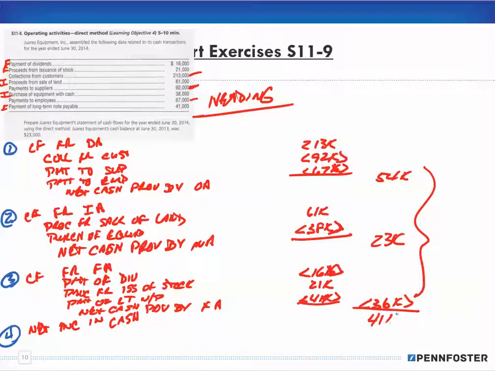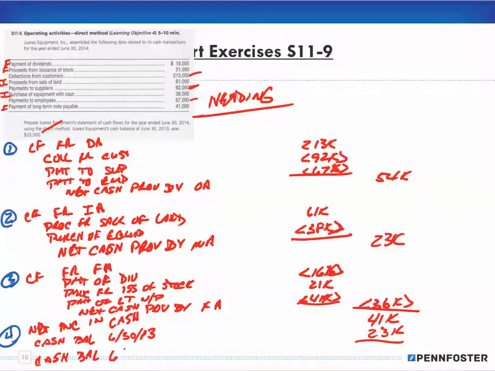So my net increase in cash, when I add up these 3 numbers, ends up being $41,000. Now we ask, what was our cash balance from the end of the previous year? In this case, it's June 30th, 2013, and it tells us that amount was $23,000. So now our cash balance for 6/30/2014 is $64,000, with a double underline there.